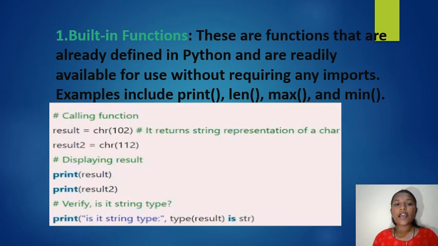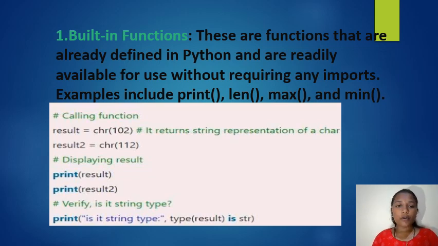Functions are basically of two types. First is built-in function and second is user-defined function. Built-in functions are the functions that are already defined in Python and are readily available for use without any imports. Examples: print, len, max and min.